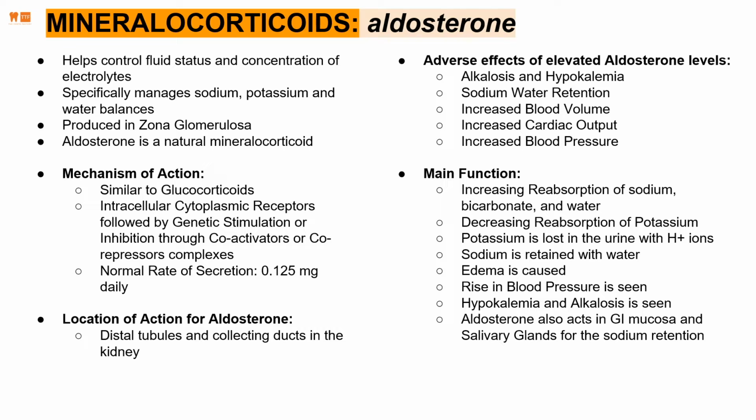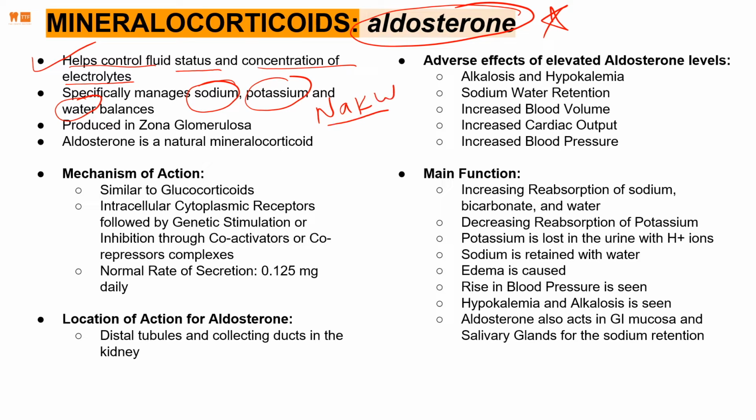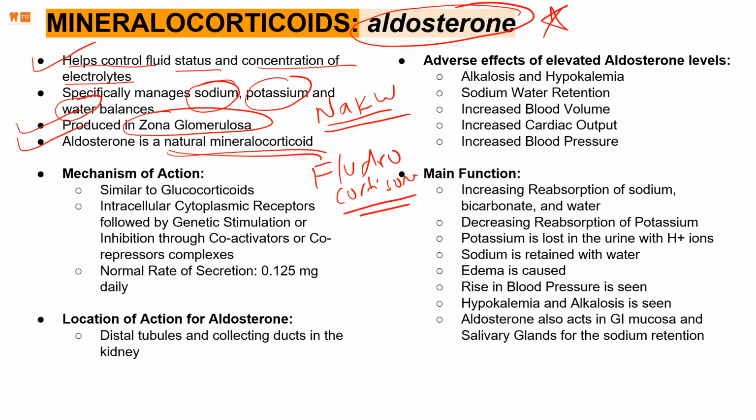Okay, mineralocorticoids, aldosterone is the king here. It helps control fluid status, concentration of electrolytes, specifically manages sodium, potassium, water, NAKW. It is produced in the zona glomerulosa, the most outer layer. Aldosterone is a natural mineralocorticoid, which means there is a synthetic one, right? It starts with F, fludrocortisol. That is the synthetic version of aldosterone. We'll talk about it slightly in the next few slides.